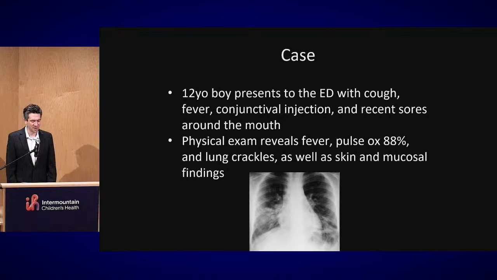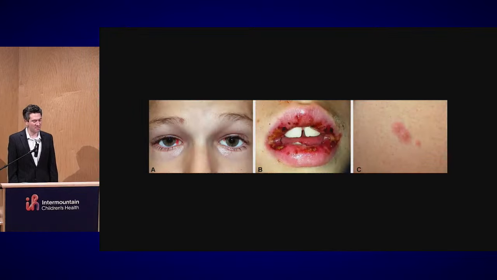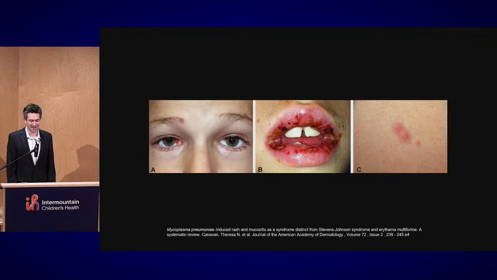Next up, there's a 12-year-old boy in the emergency room with cough, fever, conjunctival injection, sores around the mouth. He's got a fever. His pulse ox is 88%. I guess that's low. Lung crackles. That's what a chest x-ray looks like in a patient like this. I'm told that's not normal. And then here are some representative photos. What's this? This is RIME, yes.